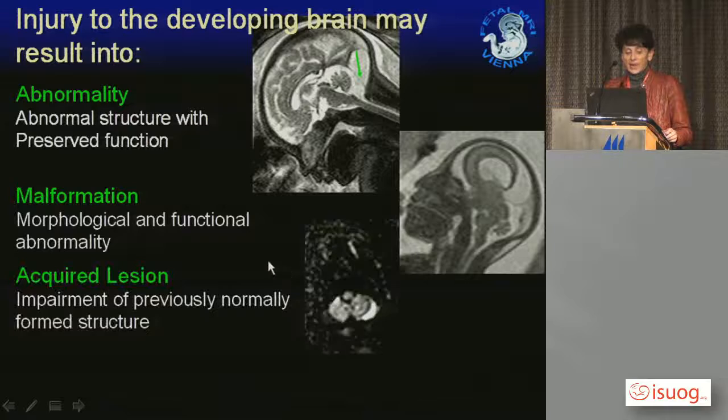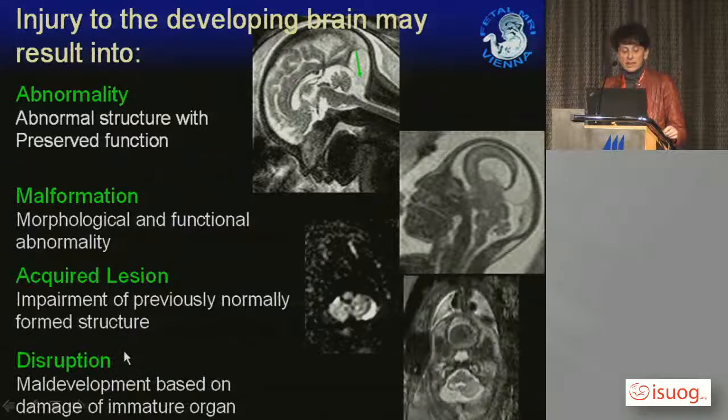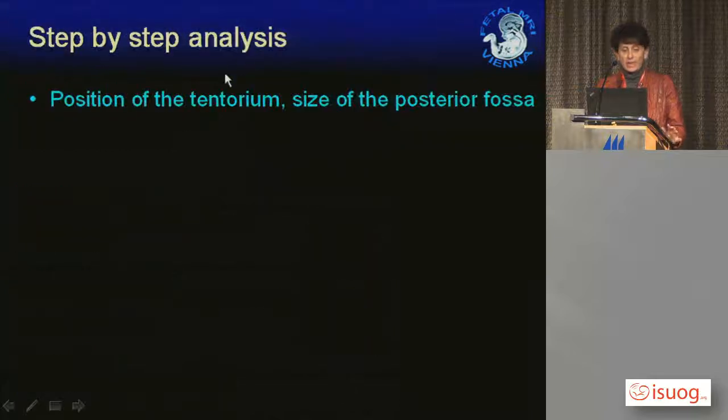Look at this brain. An acquired lesion is an impairment of a previously normally formed structure, such as a hemorrhage. And then, especially in the cerebellum, we may deal with disruption, which is a maldevelopment based on the damage of an immature organ. That means if an insult happens, then something is damaged, but development still goes on, and development may go to a certain level, but may never be normal there.